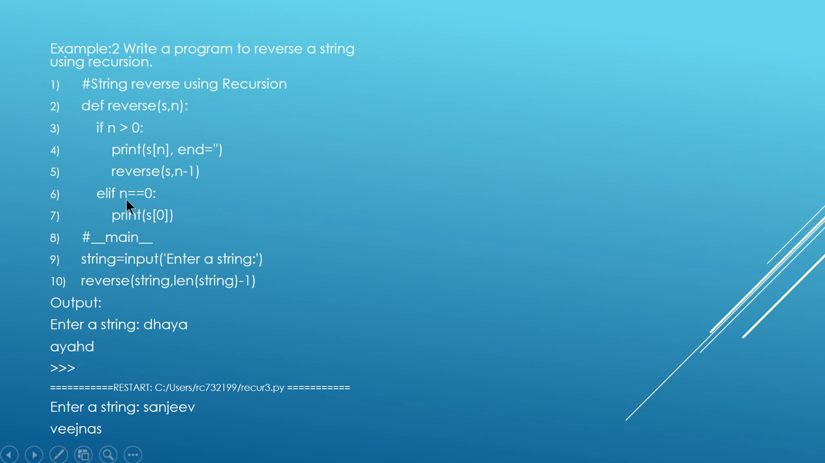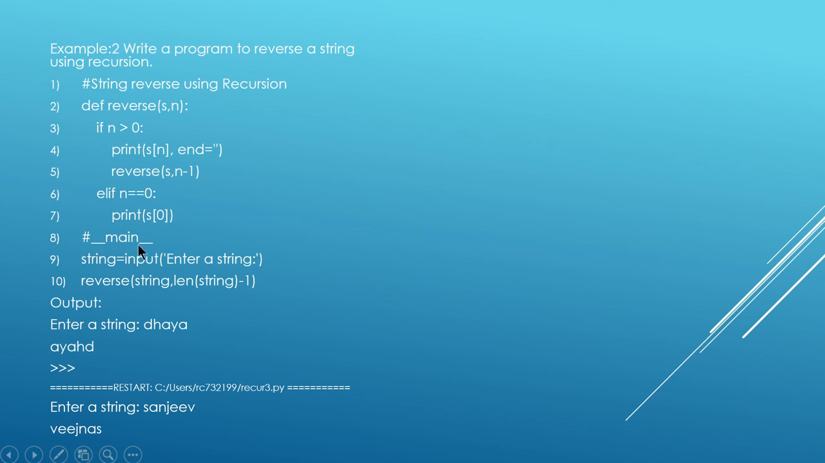Elif, if n is equal to 0, when the n minus 1 value becomes 0, then what do you have to do? You have to stop calling that function. So here, print s of 0, this is your base case. Here there is no statement to call the function reverse. So at one point in time this will be reached and then it will stop calling the function. And this is the recursive case.